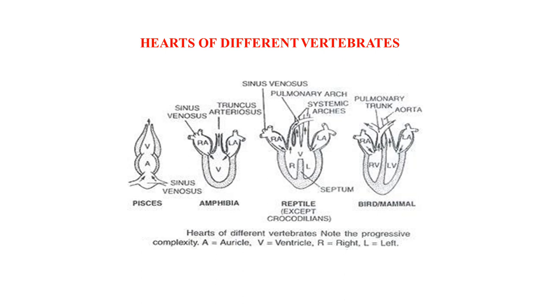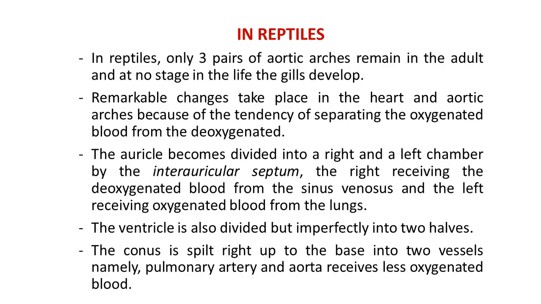Then this is the diagram of the amphibian heart, in which we can see the right auricle and the left auricle. These two auricles commonly open into the ventricle, and there is a mixture of deoxygenated and oxygenated blood in the ventricle of amphibians.